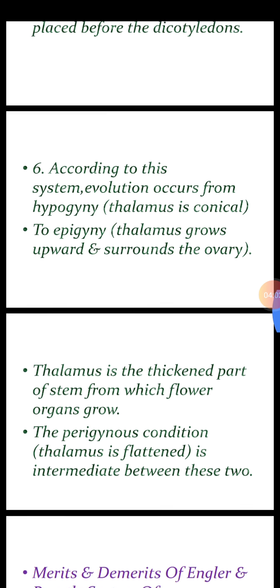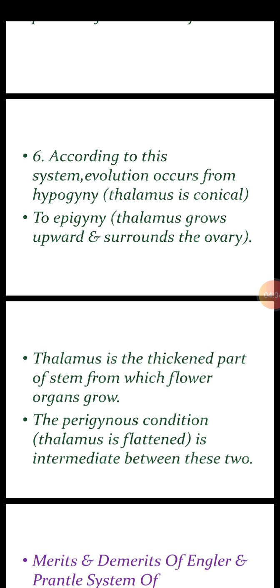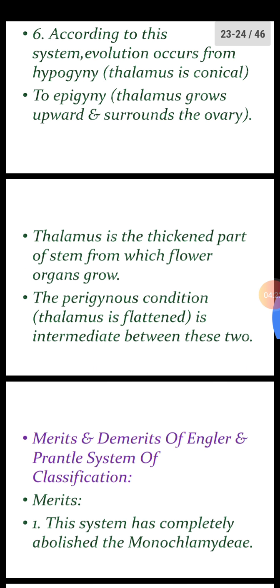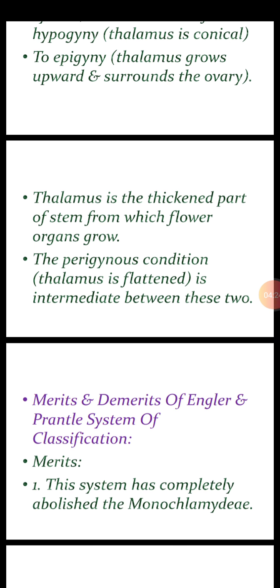According to this system, evolutionary change occurs from the conditions which we discussed earlier, hypogyny and epigyny. The first one is hypogyny, where the thalamus is conical in shape. Epigyny, in which the thalamus grows upward and surrounds the ovary. Definition of thalamus: it is a thickened part of the stem from which flower organs grow. The third condition is the perigynous condition, in which the thalamus is flattened and intermediate between the 2.